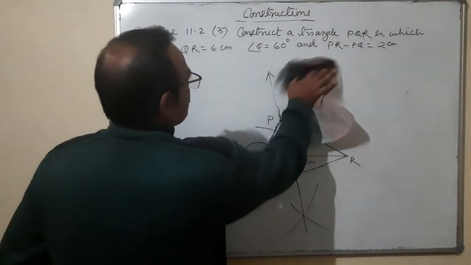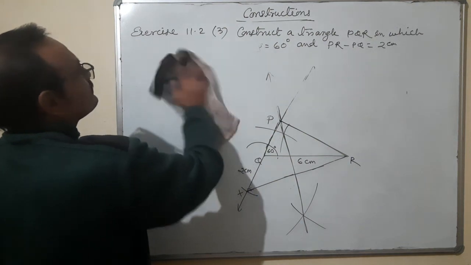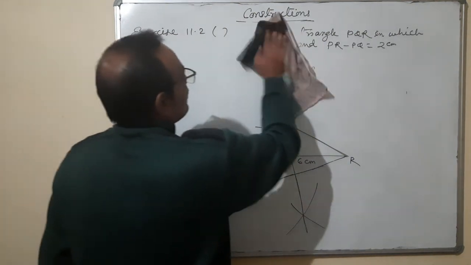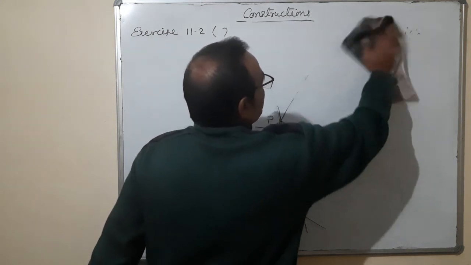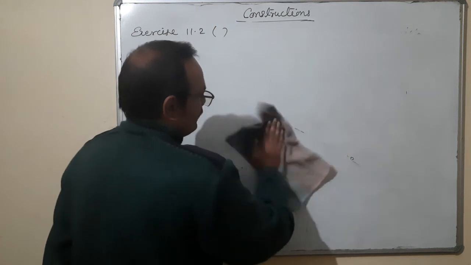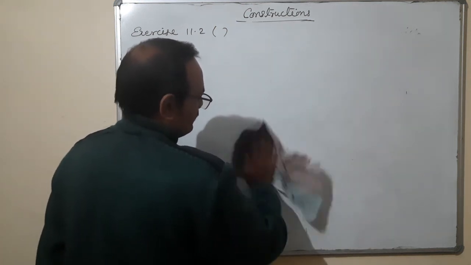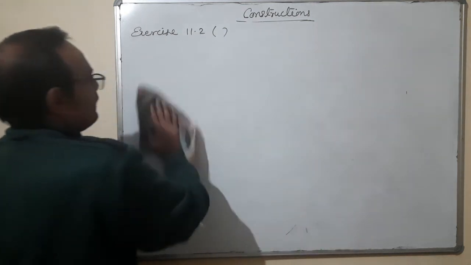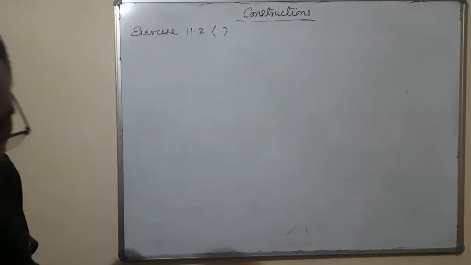And after that, one question I am taking. It's a different type of question and a very important one also, in which a perimeter is given and we are going to draw a triangle of different angles. That is question number 4.